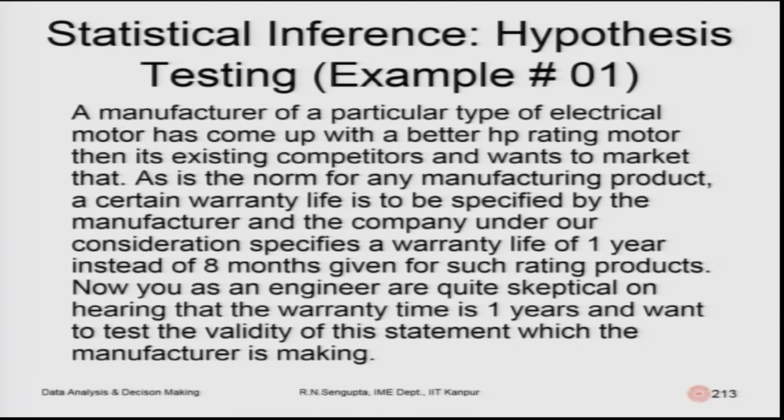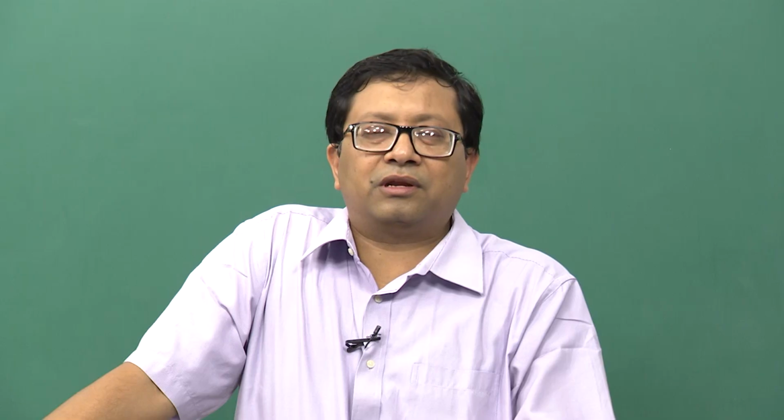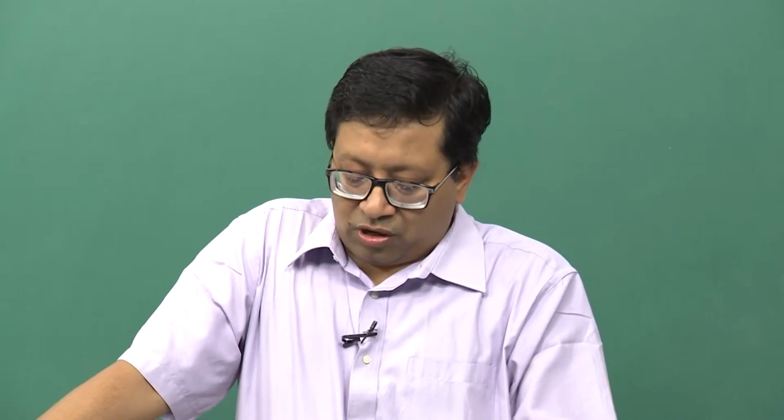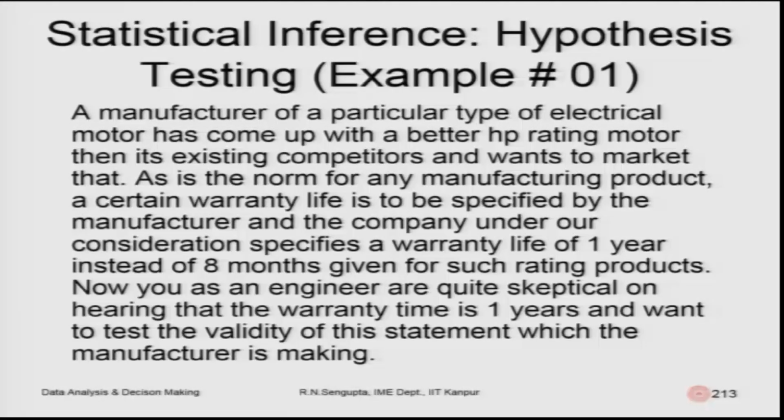Now, you as an engineer are quite skeptical on hearing that the warranty life is 1 year. So, you think that the warranty life for the new products floated in the market, where the same type of products are available, should be in and around 8 months, that 1 year warranty life is skeptical and you want to disprove it. On hearing that the warranty life is 1 year, you are skeptical and want to test the validity of this statement which the manufacturer has claimed.